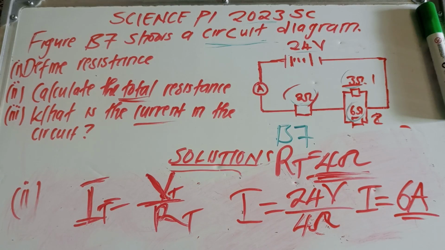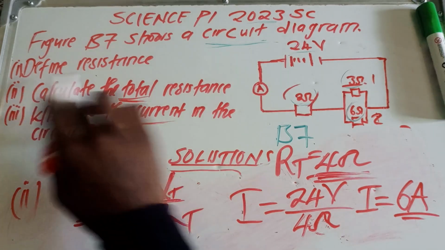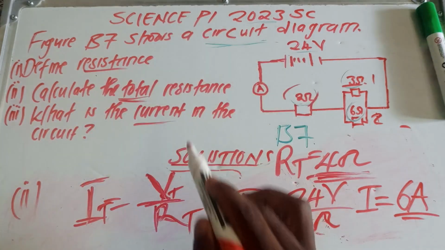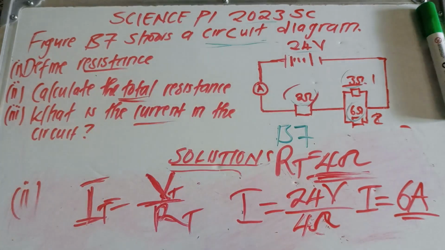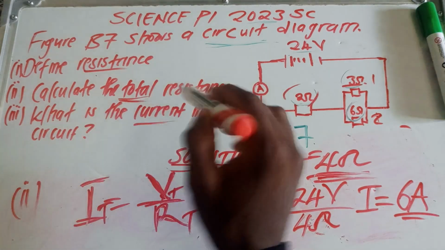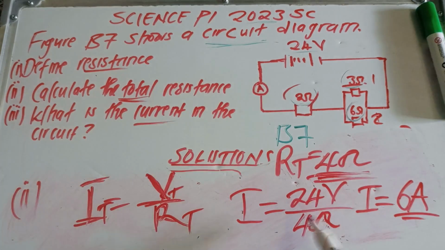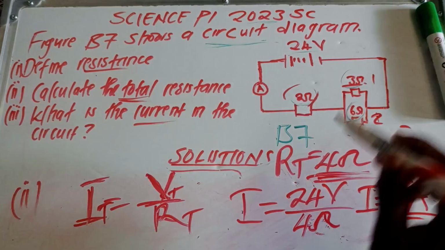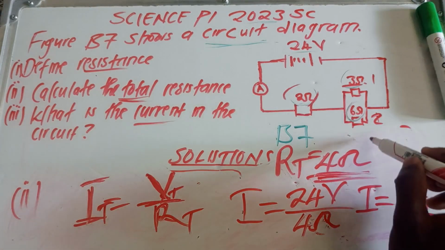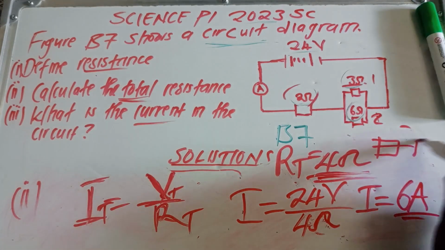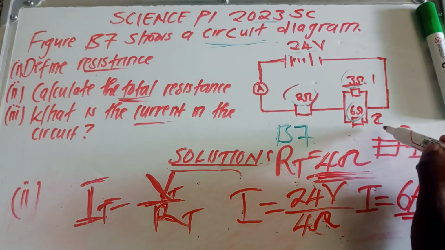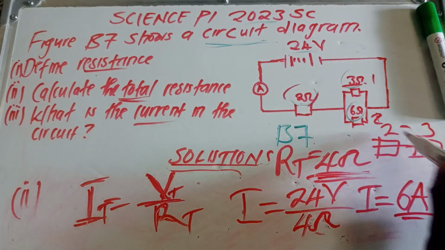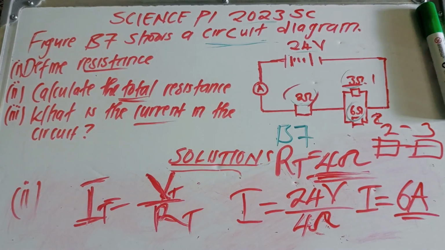I hope you have gotten something, and I hope you've understood all that we have explained. So remember, when we talk of resistance, we're just talking about the property of a conductor that opposes the flow of electric current. And then when you have been asked to calculate the total resistance, you need to consider the type of circuit which you have been given. If it was a series circuit, you would have just added this one to this one, which is 2 plus 3, which would be 5.